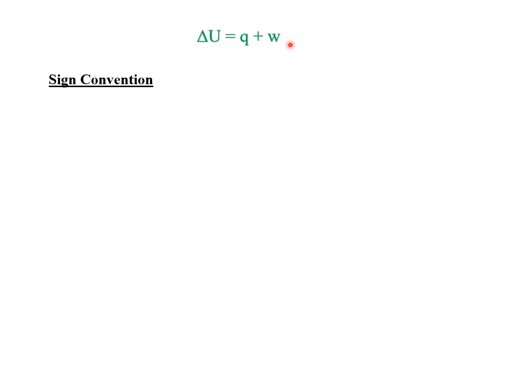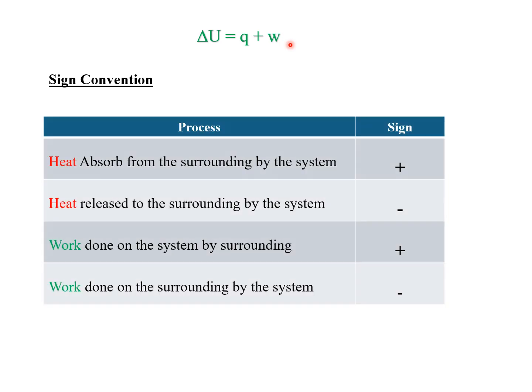Before we move on to problem solving, it is important to know the sign convention. So, what are the signs for Q and W? You can see here clearly, heat absorbed, or what we call endothermic processes, the sign should be plus, a positive value. And heat release means the value should be negative for exothermic reactions. Heat release means exothermic, heat released to the surroundings by the system.